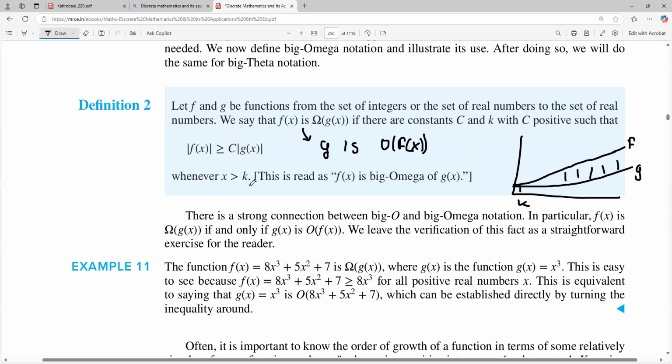So if it helps make it clear that way, you could think about it in reverse and say that G is big O of F of X. That's the same thing as saying F of X is big omega of G of X.